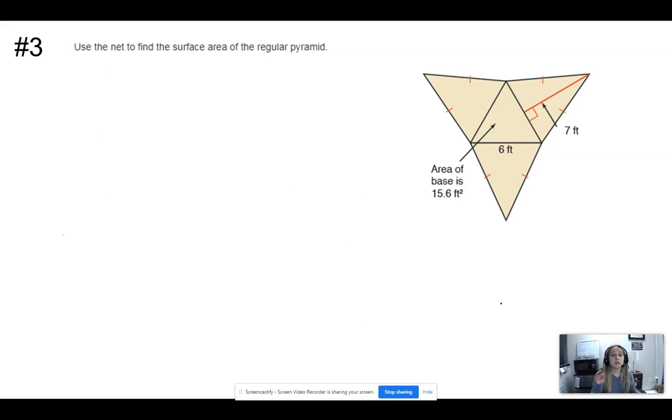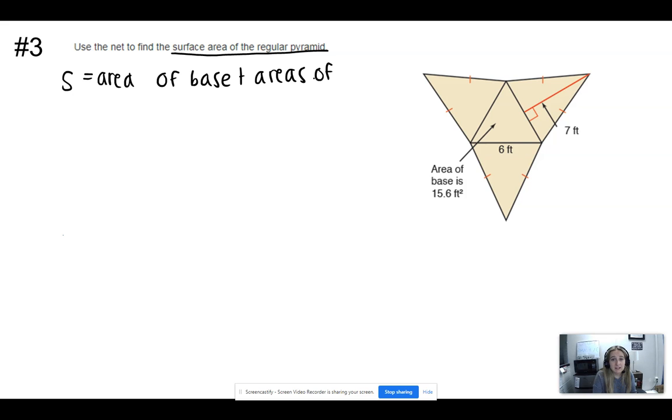Okay, number 3, use the net to find the surface area of the regular pyramid. Go ahead, pick your answer. Okay, so surface area of a pyramid. Let's write down the equation. The surface area of a pyramid is the area of the base, which is the bottom of the pyramid, plus the areas of the lateral faces. Okay, so the base is right here. The one that I just shaded in, and it gives us the area of the base. So that's kind of nice.